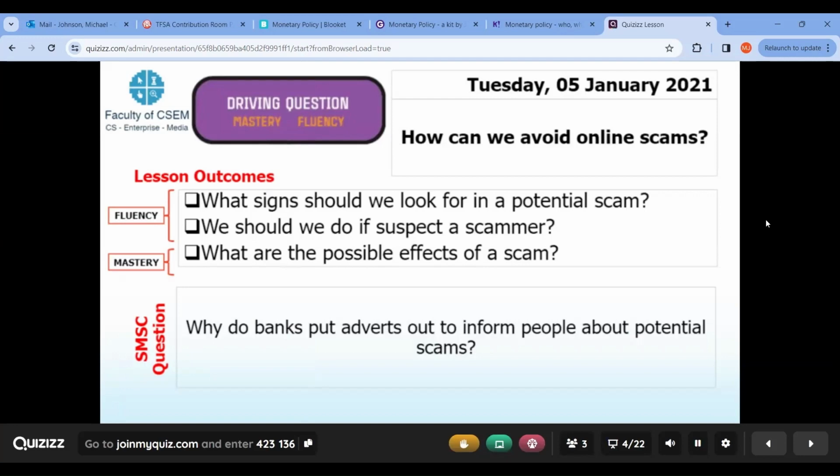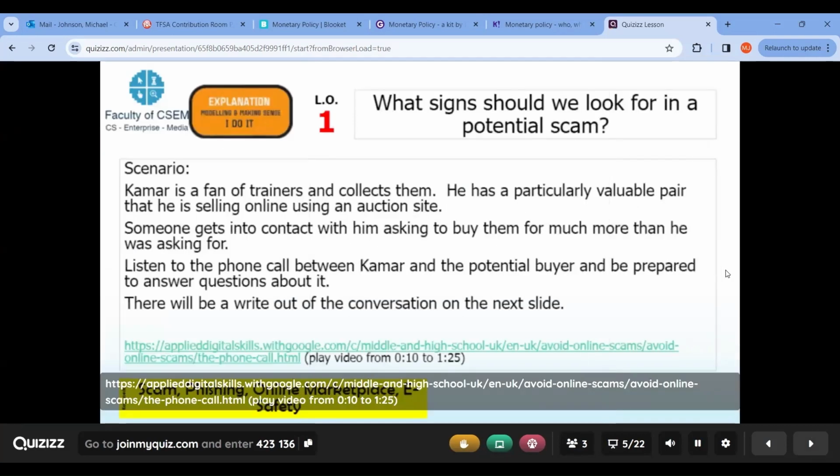So how can we avoid online scams? What signs should we look for in a potential scam? What should we do if we suspect a scammer? What are the possible effects of a scam? Why do banks put adverts out to inform people about a potential scam? So what signs should we look for in a potential scam?